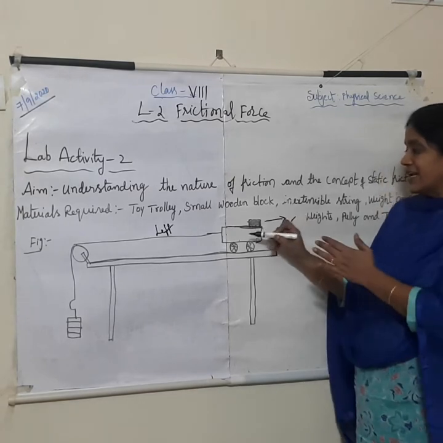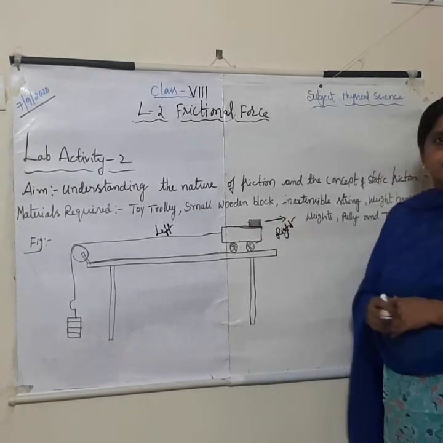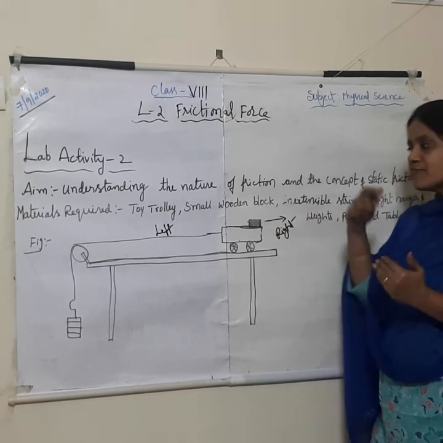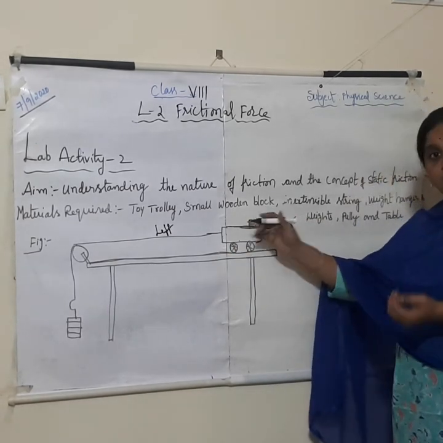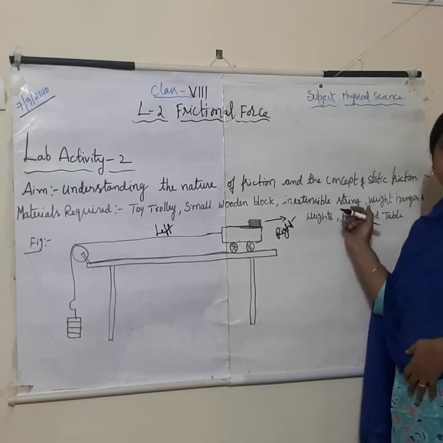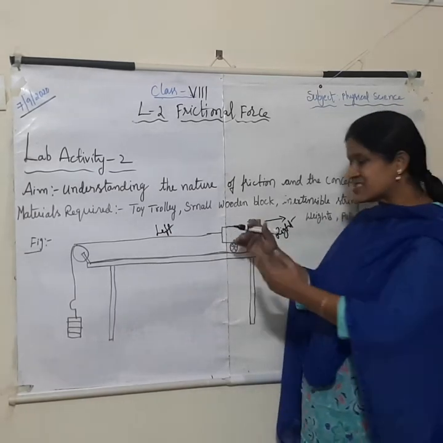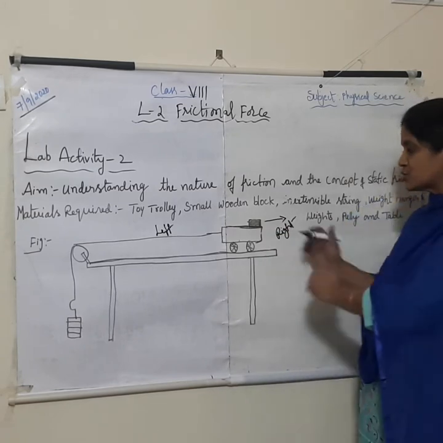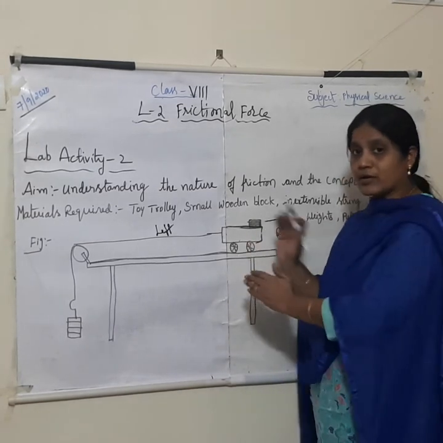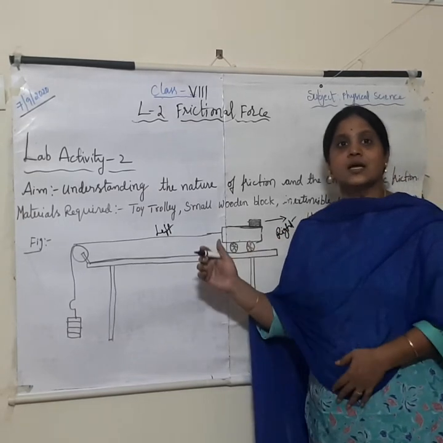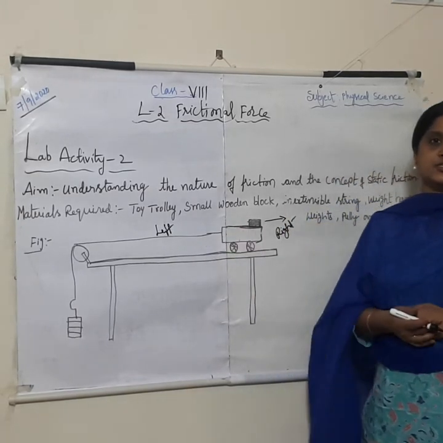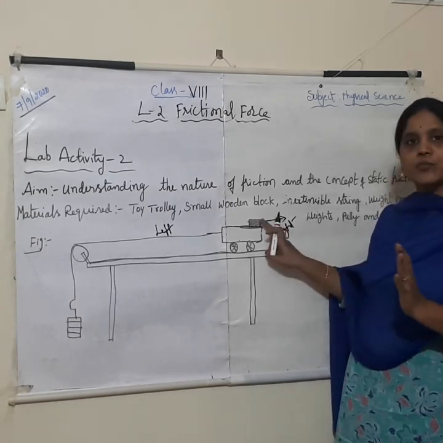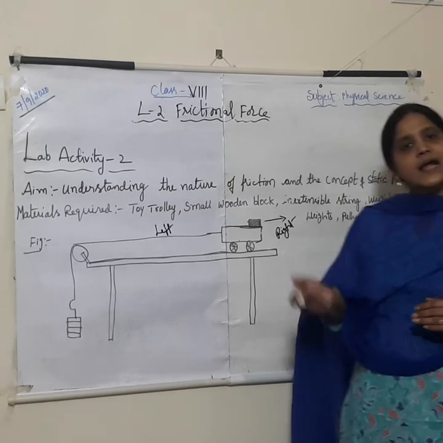Initially these two are in the rest position. But after some weight, the wooden block starts motion, which means it is sliding on the surface of the trolley. So in these situations, there are two types of friction. Up to a certain weight, the wooden block is at rest, which means it has static friction.